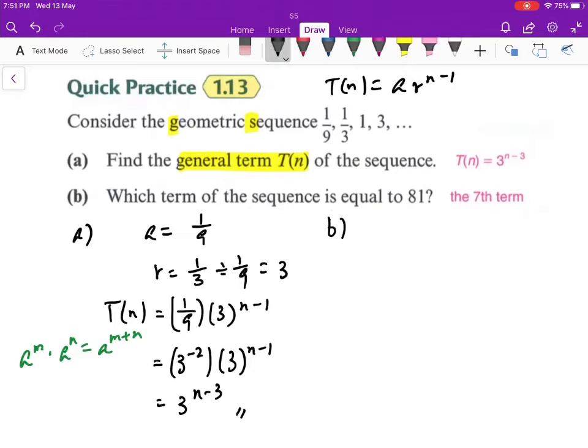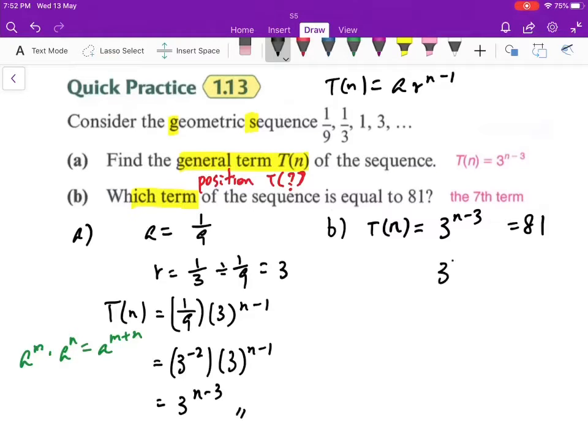Then we go to the B part. Remember, term means the position. That means where is it? It's the T what? This is your question. So where is the 81? I don't know which term it is, so let the unknown be Tn. But I know that Tn equals 81. So what is your Tn? It's 3 to the power n minus 3.